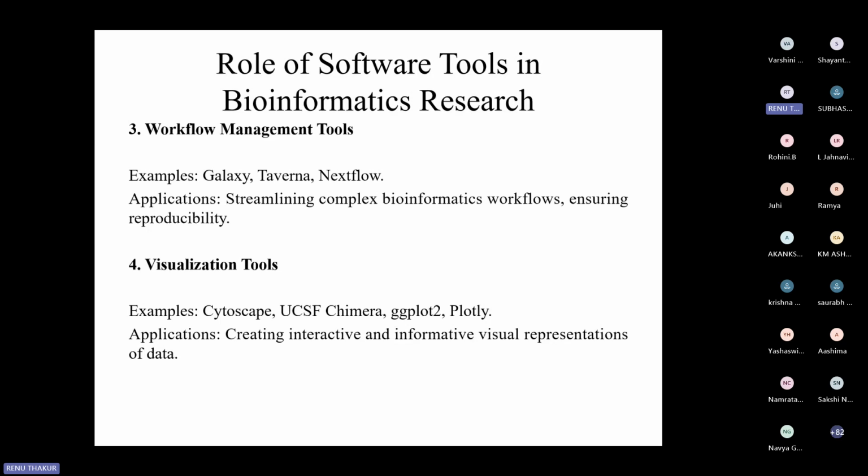So some of the examples are Cytoscape, ggplot. ggplot is one of the R packages, R programming packages, and plotly is also one of the R packages. So this helps in creating interactive and informative visual representations. So when you go for publications or book chapters, we can't just put in some random screenshots, or we can't just put in a manually created table.